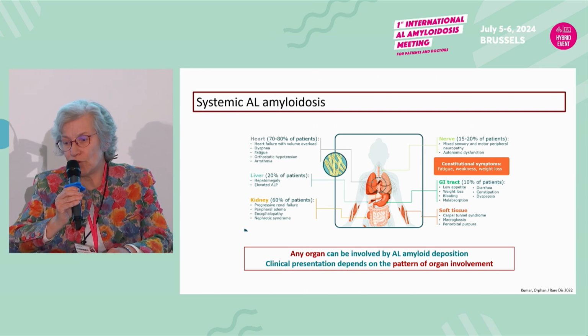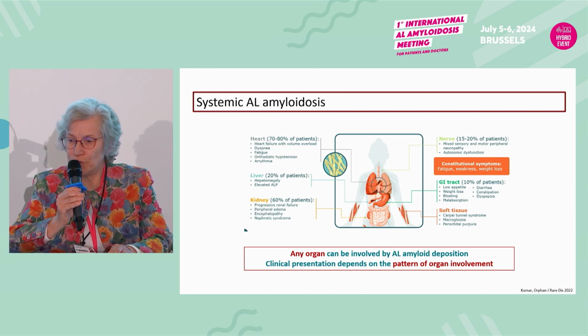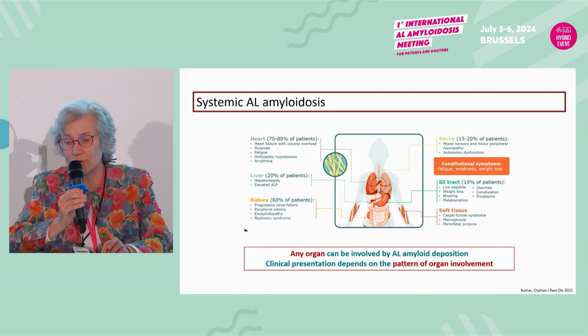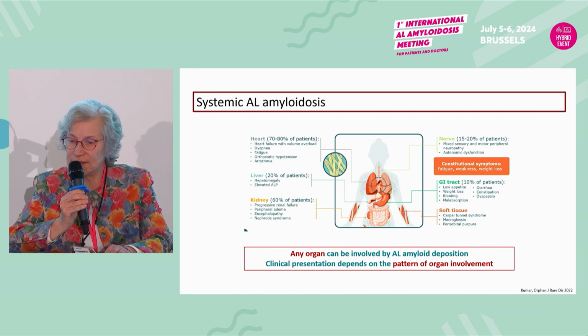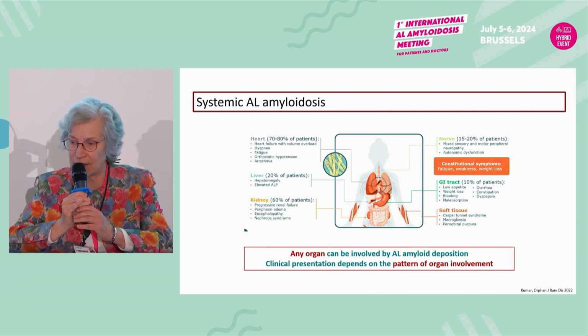You know that any organ, maybe with the exception of the brain, can be involved by AL amyloidosis deposition, and the clinical presentation will depend on the pattern of organ involvement. But in some cases, symptoms will be very vague, like fatigue, weakness or weight loss. Most of the time, it's the heart and the kidneys that are affected.